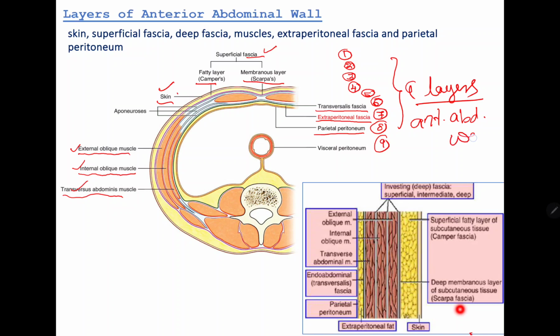In this diagram again you can see we have the skin, the first layer. Then there is a superficial fatty layer, the second layer, that is Camper's fascia, the third one is Scarpa's fascia, then we have the external oblique abdominis, internal oblique, transversus abdominis muscle, then the fascia transversalis, extraperitoneal connective tissue, and finally the peritoneum. Total 9 layers are there. Remember the 9 layers of abdomen. Inside this is the peritoneal cavity.